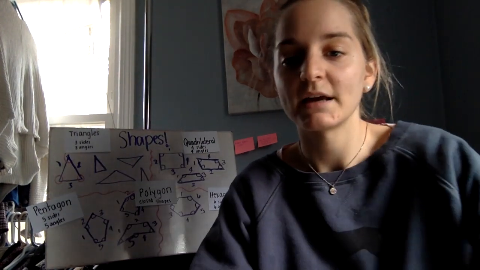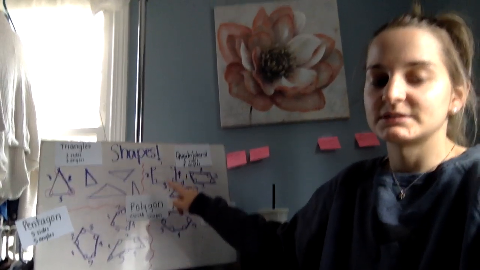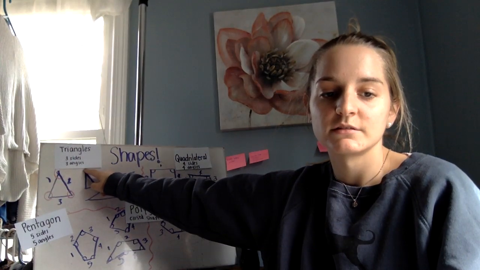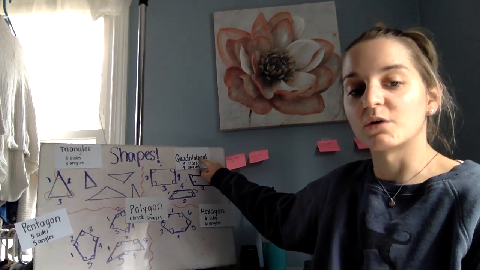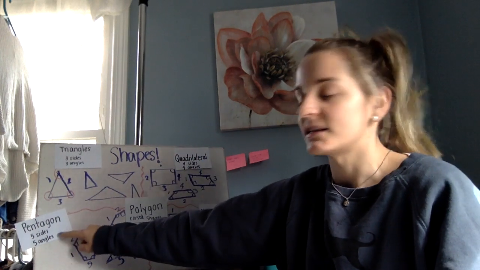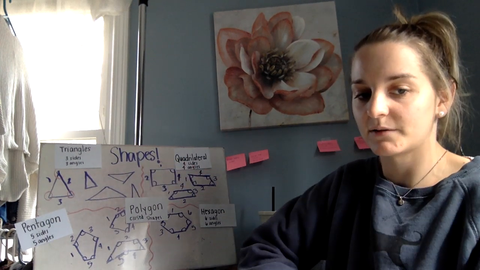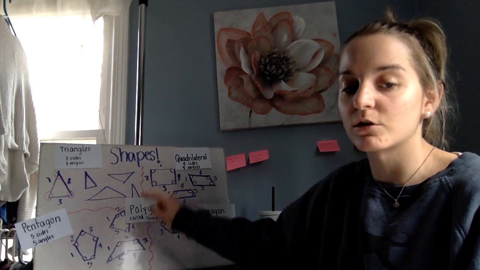So this is all we had to talk about today. We talked about shapes, classifying them by their sides and their angles. So if it has 3 sides, 3 angles, it's a triangle. 4 sides, 4 angles, it's quadrilateral. 5 sides, 5 angles, it's a pentagon. And 6 sides, 6 angles is a hexagon. And all of these shapes are called polygons because they're closed.